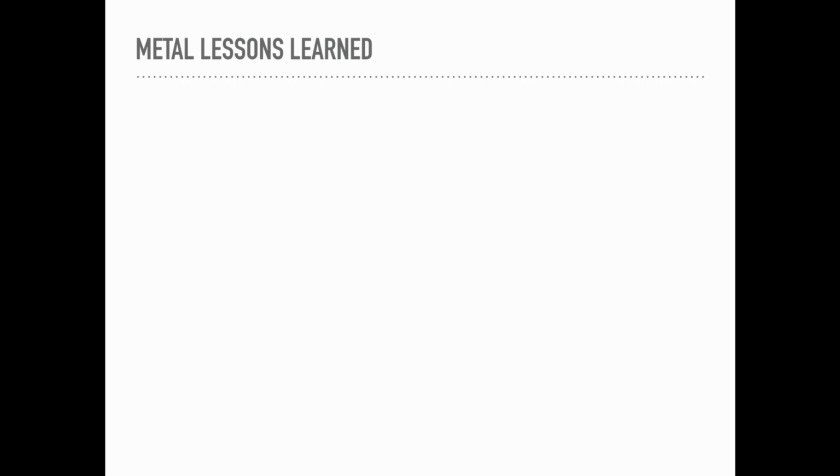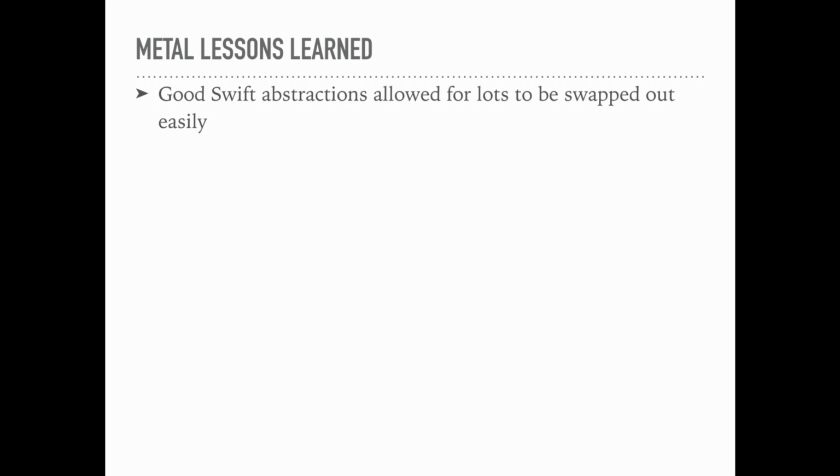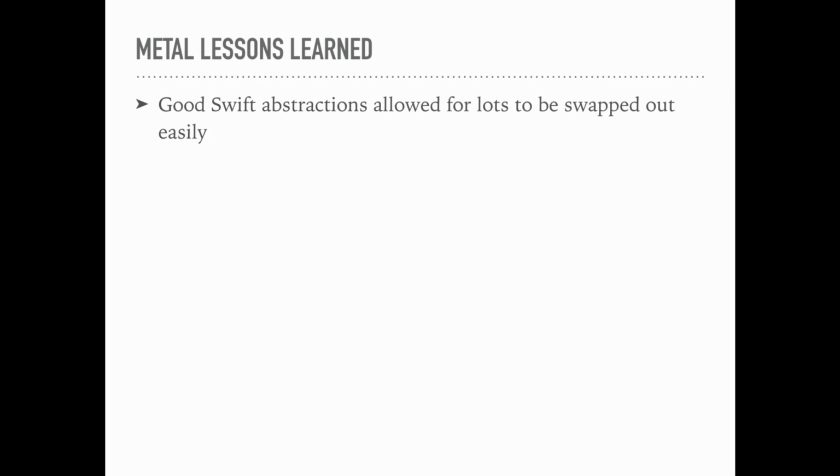So a couple of different lessons we learned from Metal. Good Swift abstractions allow for stuff to be swapped out easily. We were able to go in and basically copy all of the Swift code and paste it directly into the Metal GPUImage framework because it was all basically the same.